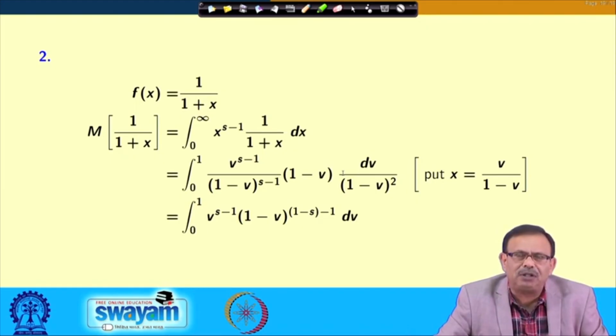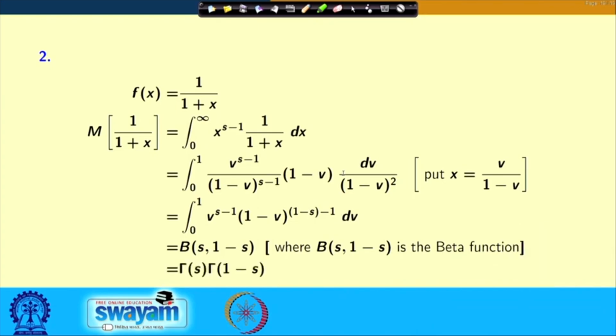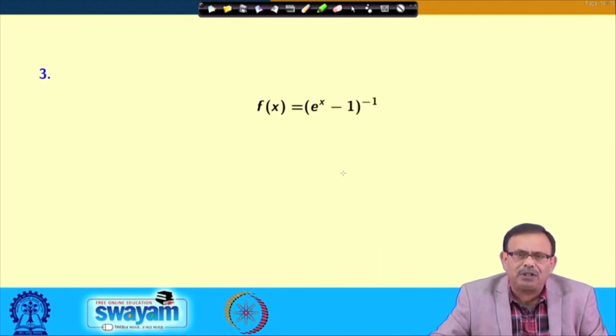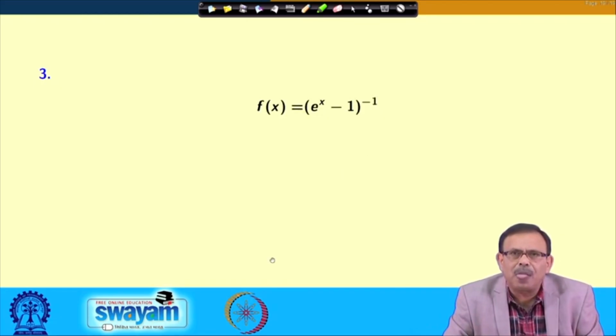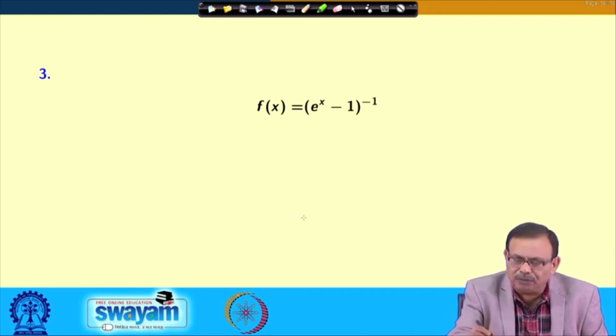And this function is nothing but the beta function, which is beta of s, 1 minus s, and this equals, you can write down, gamma s into gamma 1 minus s. So, the Mellin function of 1 by 1 plus x equals gamma s into gamma 1 minus s. Next, see the function f x equals (e power x minus 1) whole to the power minus 1, or 1 by e power x minus 1.